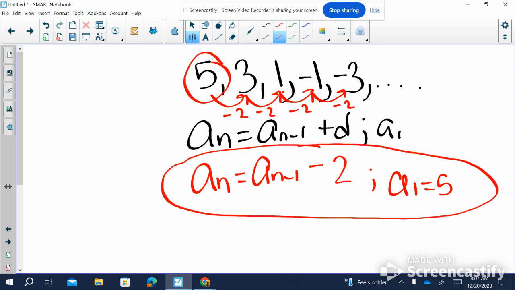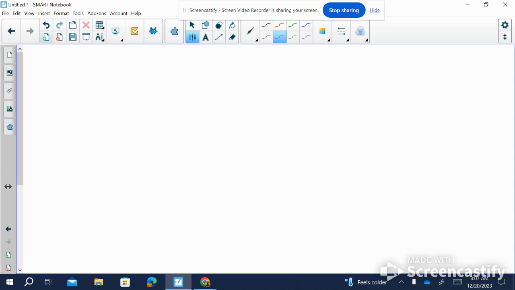And this is the recursive formula that will help me to find any value or any number in the sequence that comes pretty soon. Why don't you pause it and try for this one? Okay. First thing though, you do have to make sure that it is an arithmetic sequence.